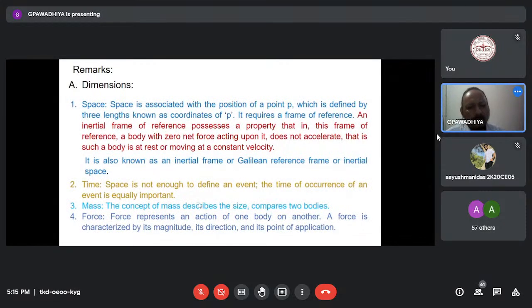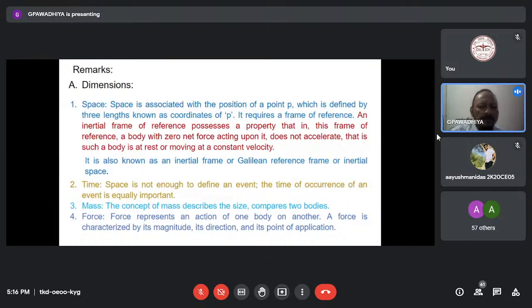Time. Another basic dimension is time. Space is not enough to define an event. The time of occurrence of an event is equally important. In addition to the location of the body in space, we need to know the time. That is independent of space.